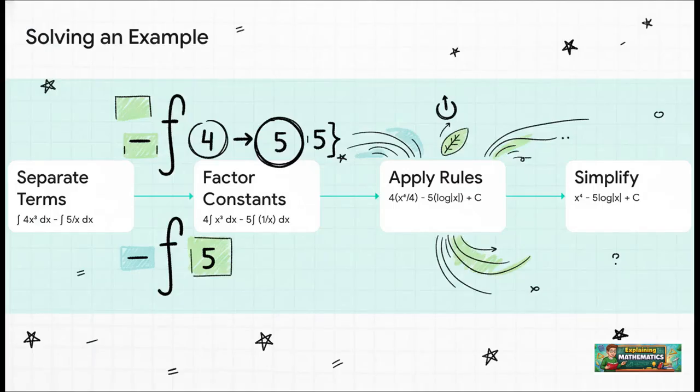Okay, let's run through one last example to see it all come together. We start with the difference rule to split it into 2 problems. Then we pull out the constants, the 4 and the 5. The first part is a job for our trusty power rule. The second part is a perfect fit for our new natural log rule. We solve each piece, simplify it down, and we're done. A problem that looked kind of complex is solved systematically with our new toolkit.